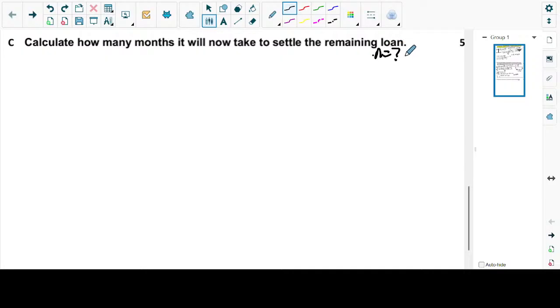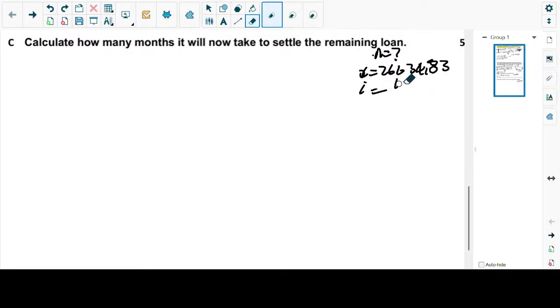And then we have x. How much are we paying? It's 26,634.83. And then we know the interest. Our interest is 0.14 all over 12. We're looking for n again.